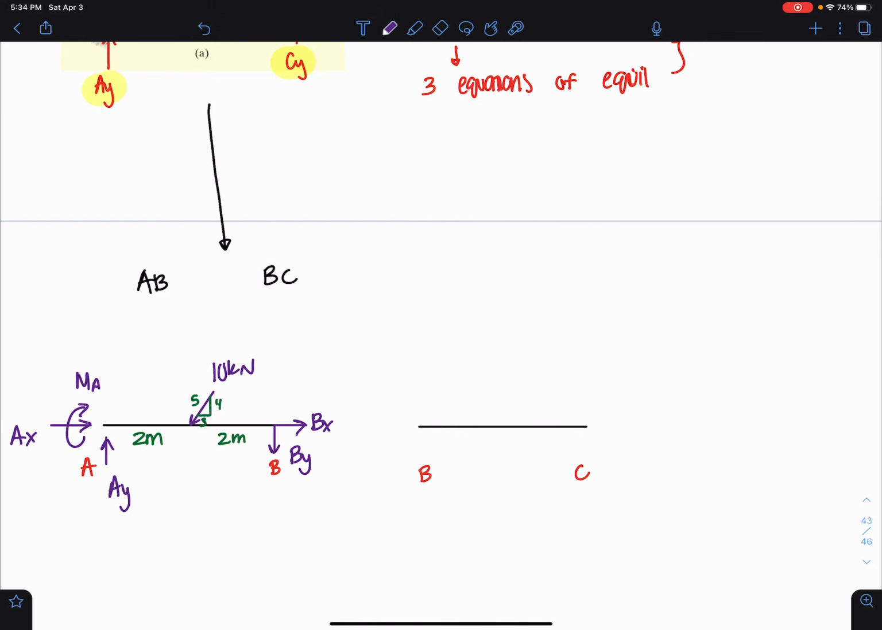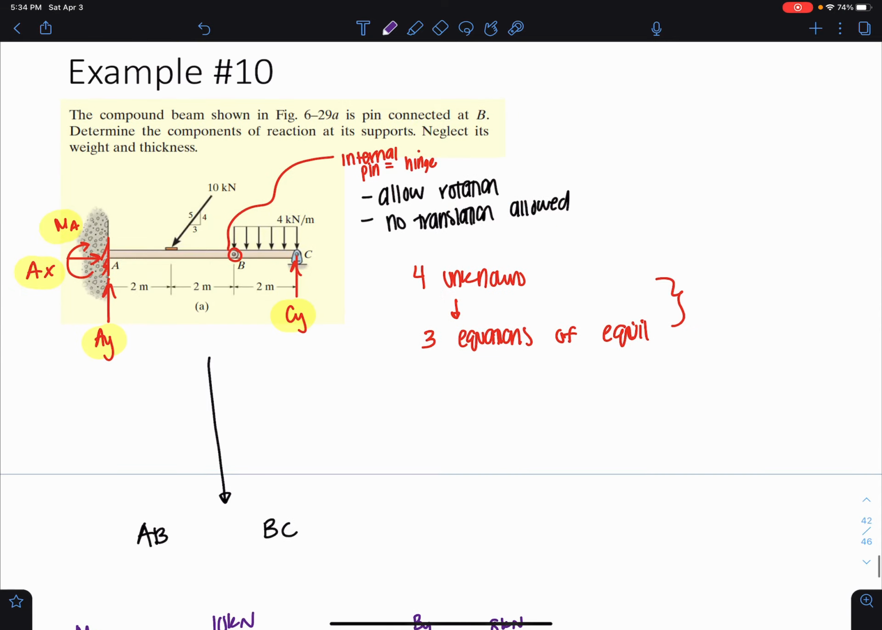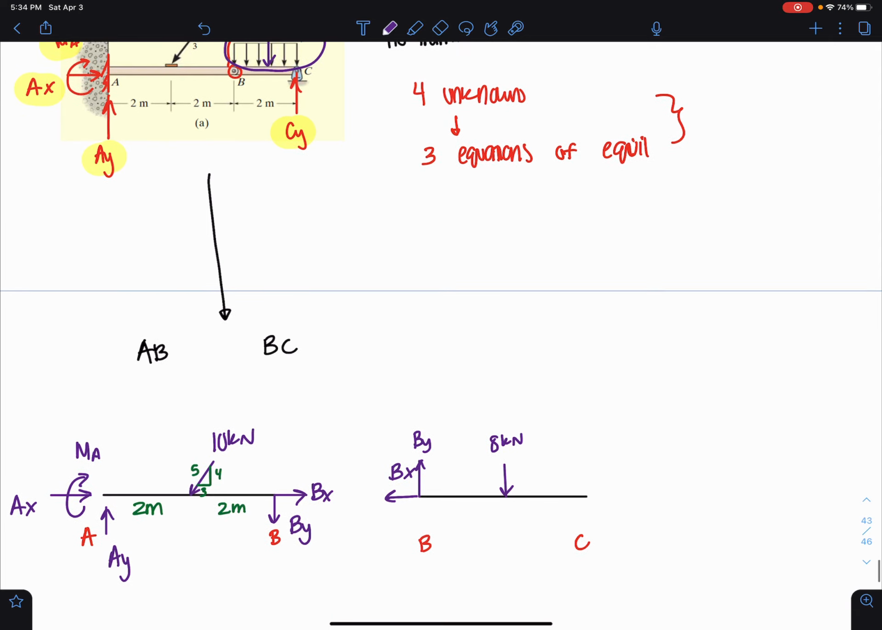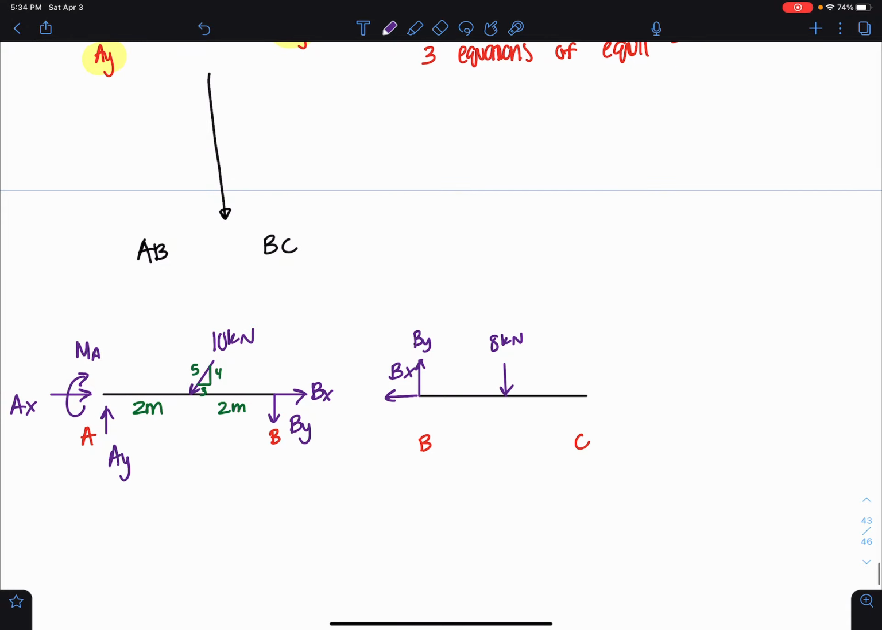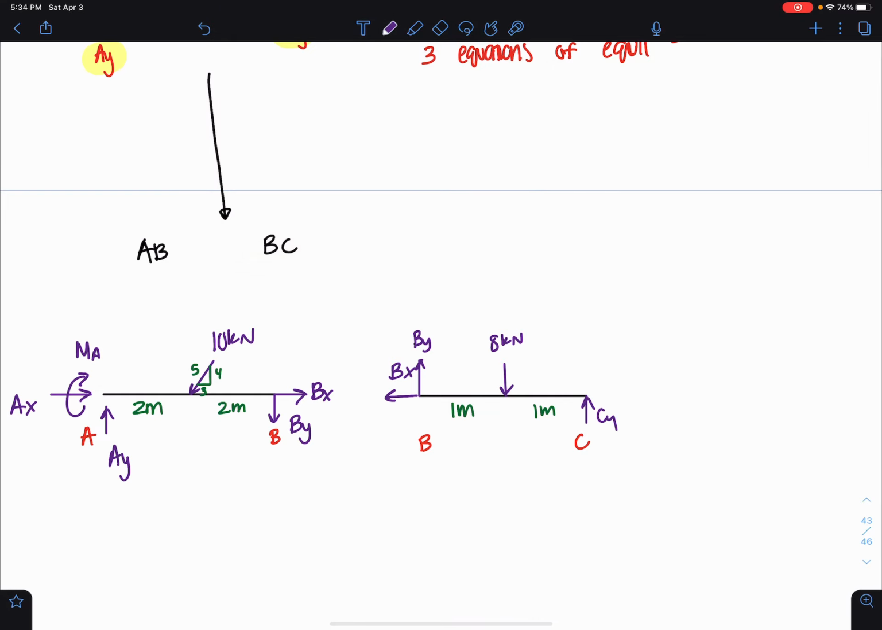And for BC, we have equal and opposite reactions of the pin here. So we have BX, and if I drew BY going down on one side, I need to draw BY going up on the other side because they're equal and opposite, okay? I have an 8 kilonewton load acting directly in the downward direction. That is from the 4 kilonewton per meter, right? Because the resultant here would just be 4 times 2 equals 8. So I'm just going to draw 8. And from BC, that would just be 1 meter away. And then, of course, I still have that roller at C, so I'm going to draw CY, which is the roller reaction.